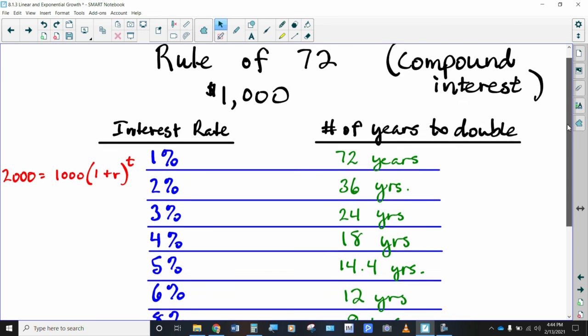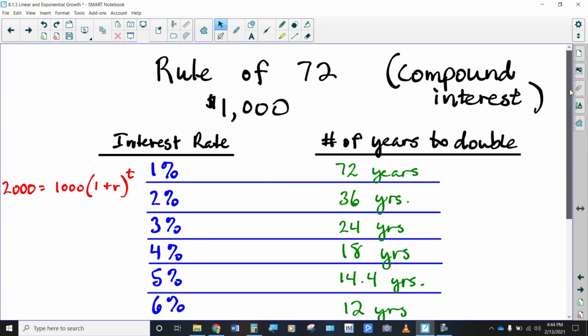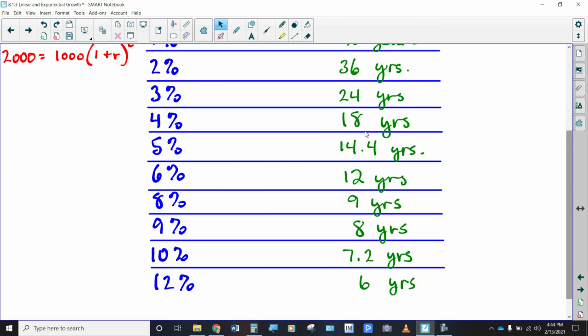But this is what we call the rule of 72. It comes in handy. If I give you a problem on the test that says you've got a $24,000 investment and it's at 4%, how long will it take before that money doubles? You will know it'll take 18 years because of this table right here. 4% will double its value in 18 years and it'll become worth $48,000. All right, so that's the rule of 72.